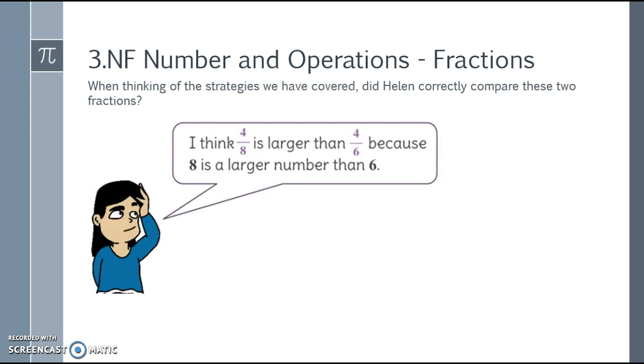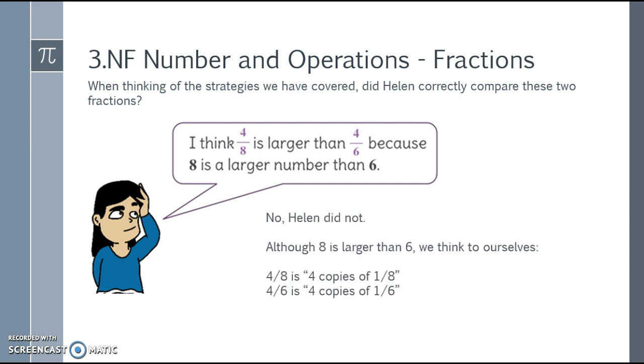When thinking of the strategies we have covered, did Helen correctly compare these two fractions? She thinks that 4/8 is larger than 4/6 because 8 is a larger number than 6. Pause, take a moment to think about this, perhaps draw a picture, and come back and we'll see how you did. No, Helen did not do this correctly. Although 8 is larger than 6, we need to think of it as 4/8 is 4 copies of 1/8, and 4/6 is 4 copies of 1/6.